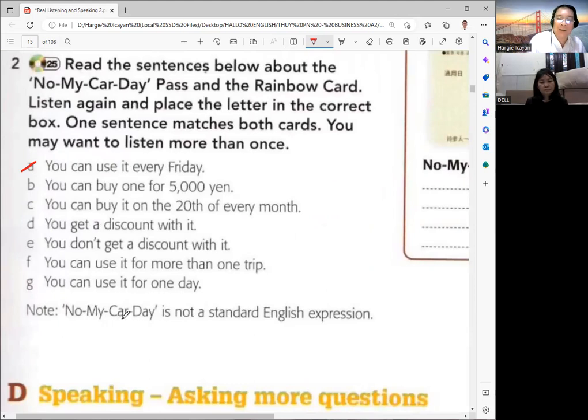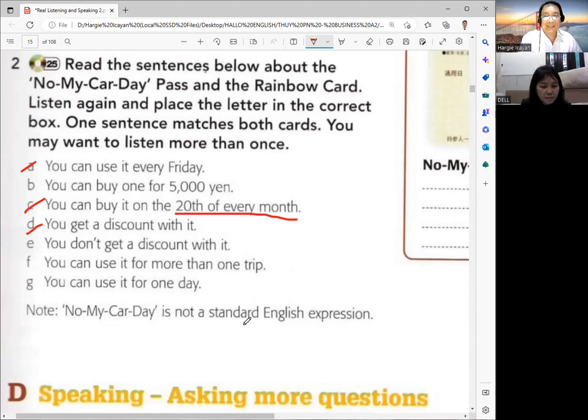Okay, aside from letter A, what else? Okay, that's letter C. C, very good. So the No My Car Pass, you can buy it on the 20th of every month. Very good. What else? Aside from C. Okay, so aside from that, you can get a discount with it, right? So that's letter D. Okay. What else? We have two more.